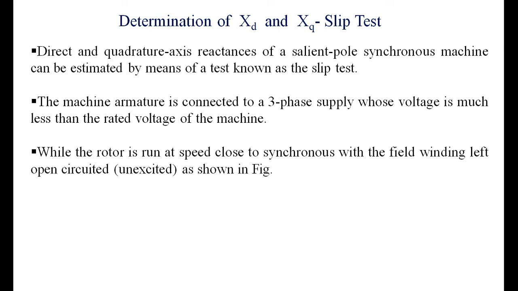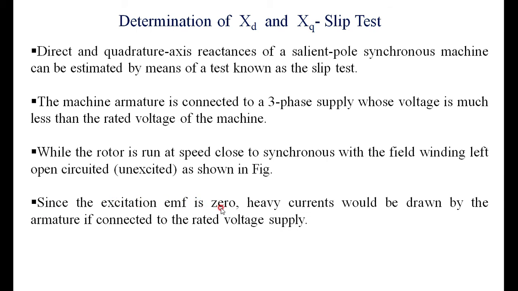That is, the field winding is kept open. Run that rotor with the help of a prime mover at less than the synchronous speed. Then apply a smaller voltage to the alternator through an ammeter and a voltmeter, so that you can take the voltmeter and ammeter readings, while the rotor is run at a speed close to synchronous with the field winding left open circuited, as shown in the figure. I will show the figure in the next slide.